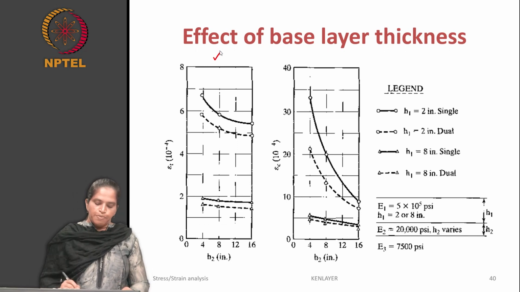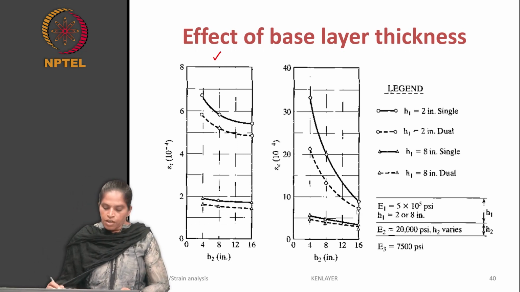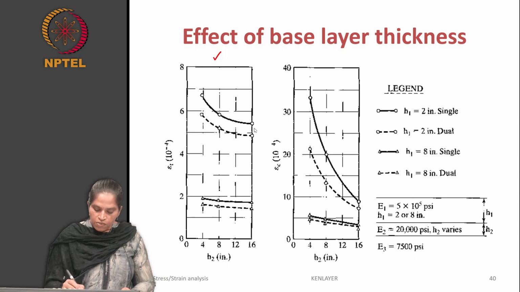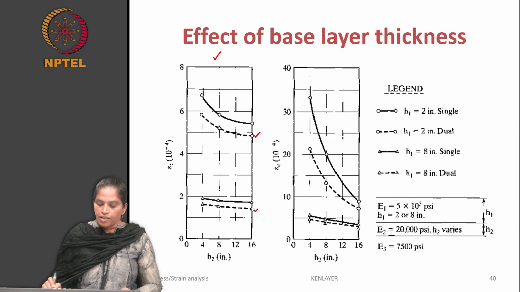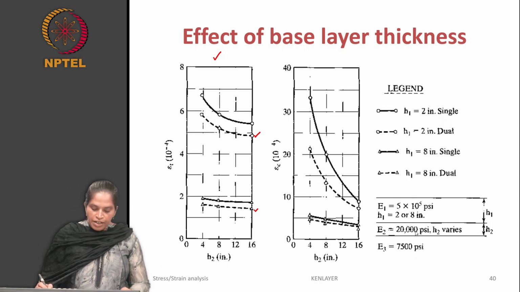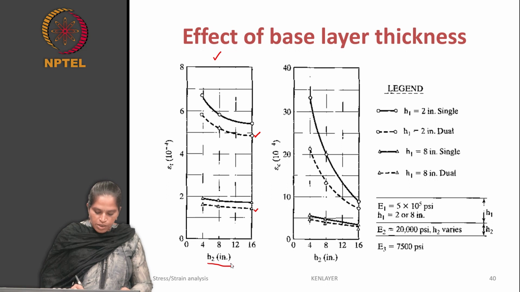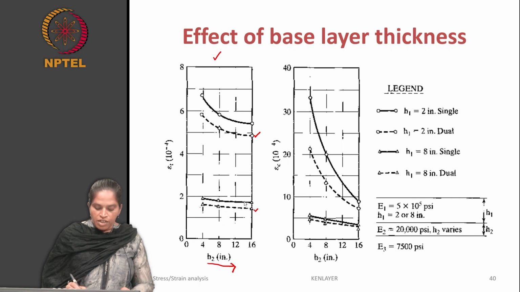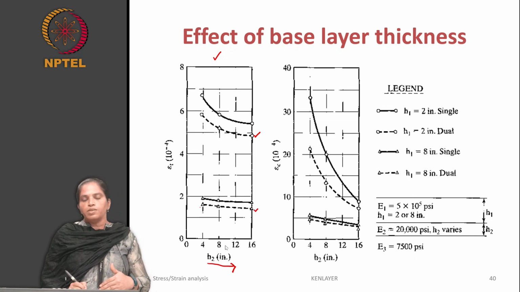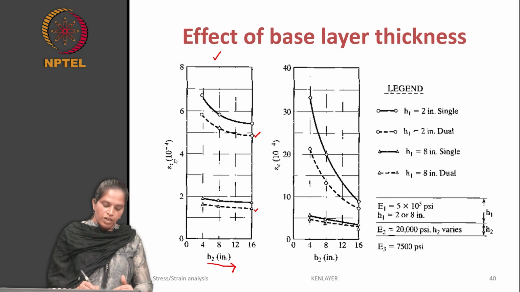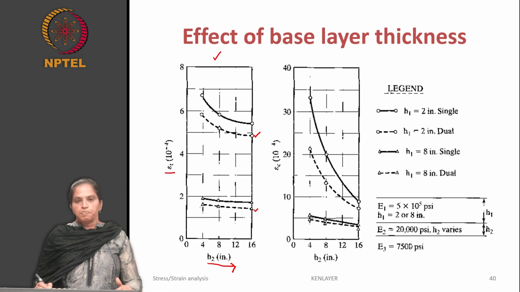Now let us understand the effect of base layer thickness variation on epsilon T and epsilon C. So now let us focus on epsilon T first. You can see that the influence of dual wheel is pronounced, meaning dual wheel has lesser tensile strain compared to the single wheel cases. And as H2 increases, that is, as base layer thickness increases, it does not have much influence on epsilon T. You can see the graph is flat across different H2. So an increase in base layer thickness does not much influence the epsilon T value.